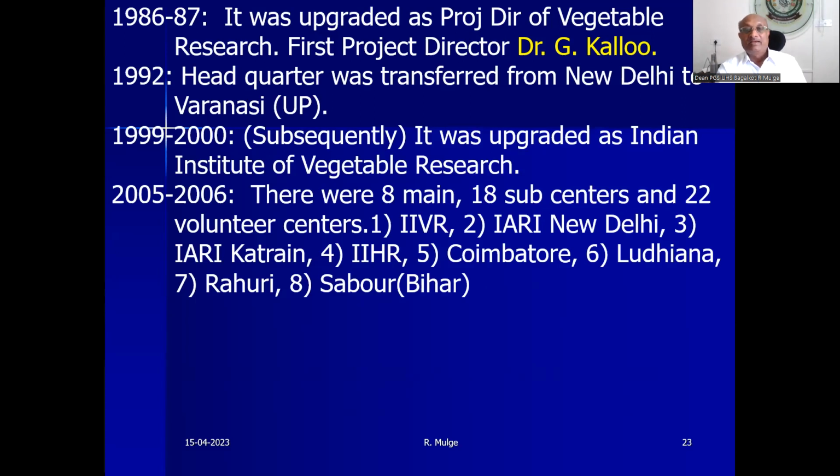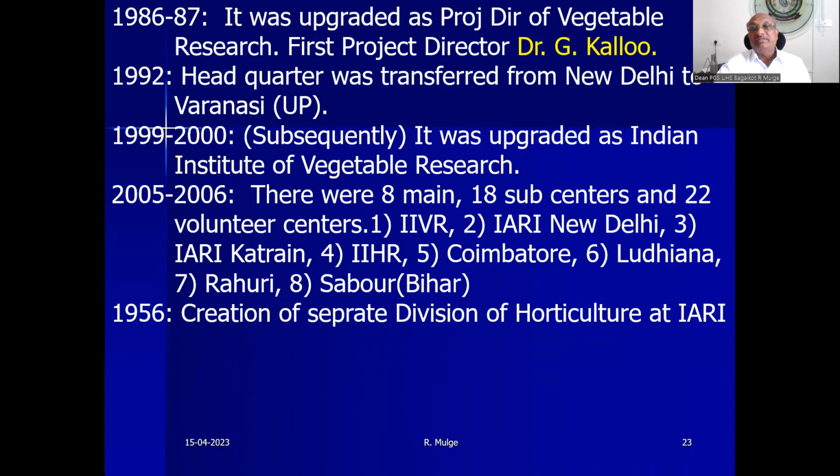So 8 plus 18 is 26, plus 22, that's about 48 odd centers where the vegetable varieties are being tested. For varieties, crop improvement, of course, agronomical trials are also carried out. It's not just breeding trials.